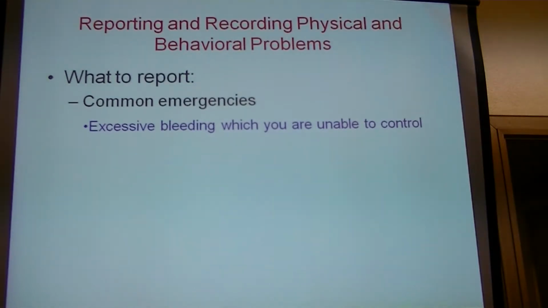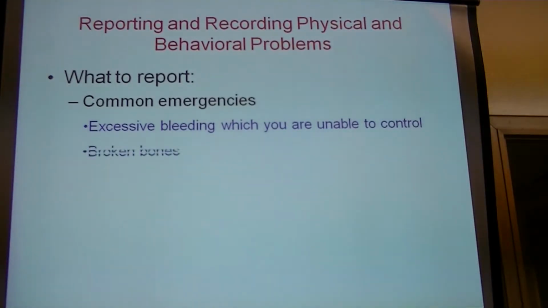I don't want to say that, but if it's a small excessive bleeding and it means you're going to have stitches, you probably could take that one in on yourself. I hate to say that after my big thing about 911.